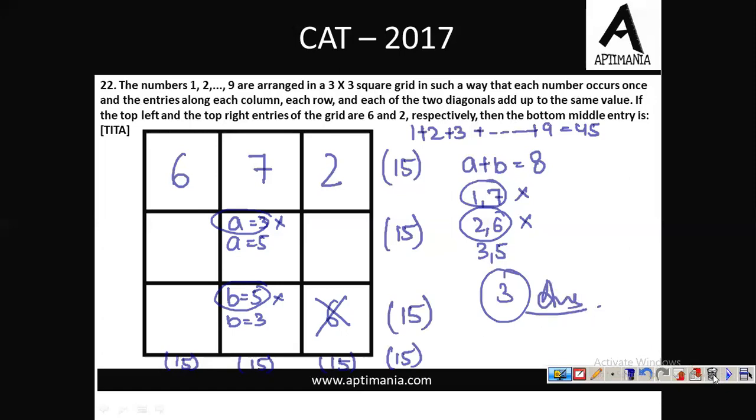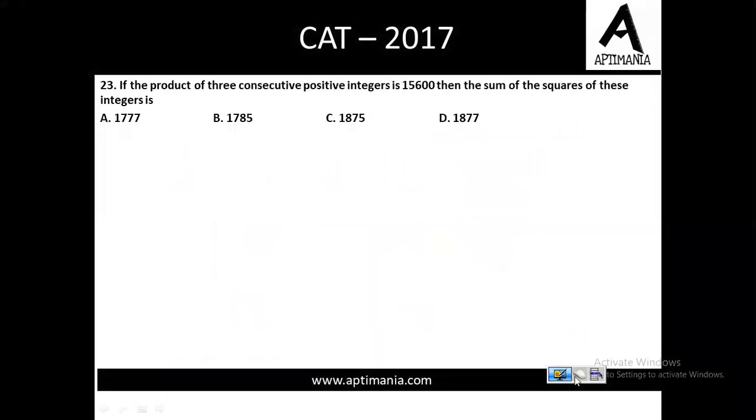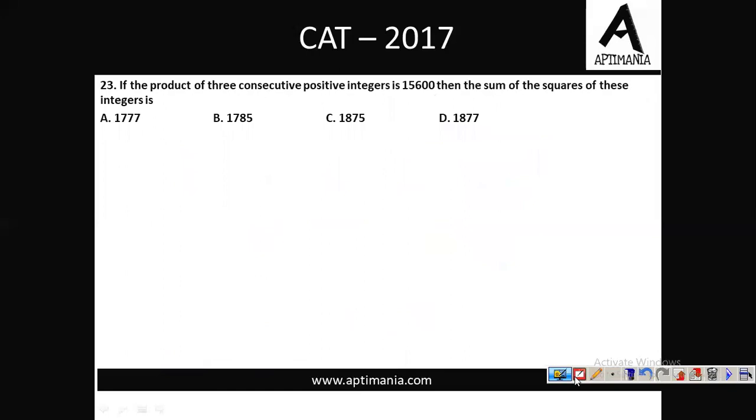Let's go ahead to the next question. Question number 23 is on the screen. Let's try to solve it out. If the product of three consecutive positive integers is 15600, there are three positive consecutive integers A, B, and C, the product of which is 15600.